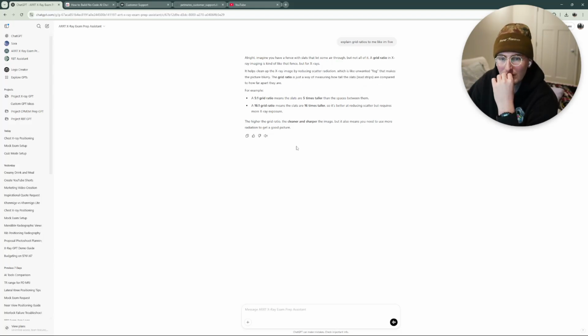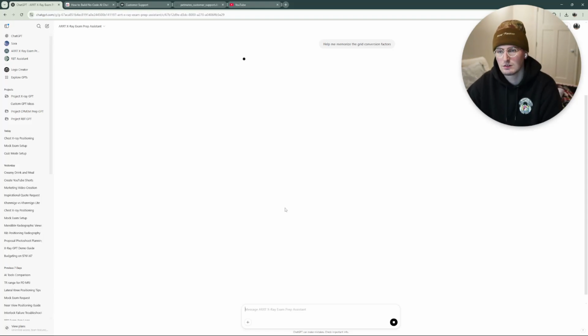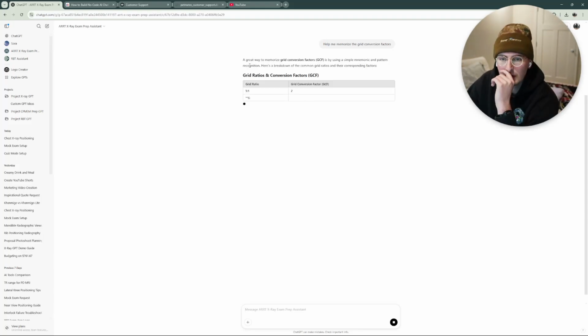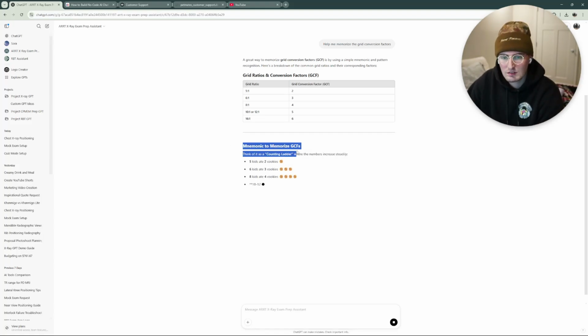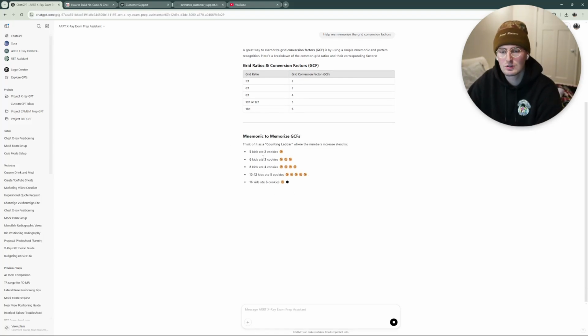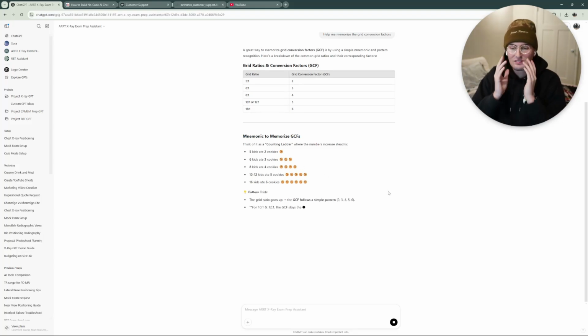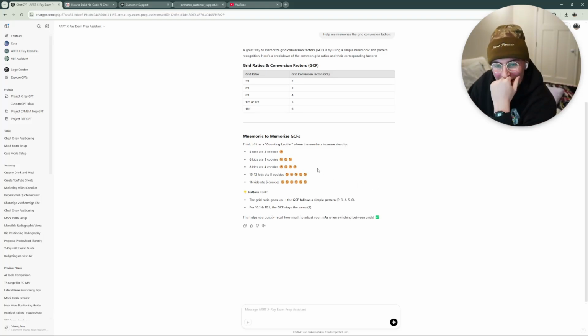Yeah, wow. And then, let's see, help me memorize the grid conversion factors. It gives a simple mnemonic pattern, and it gives you a table and everything. Mnemonic to memorize: 5 kids ate 2 cookies, 6 kids ate 3 cookies. I mean, this is the first time I've actually tried this, but its answer is insane. I wish I had this in X-ray school.